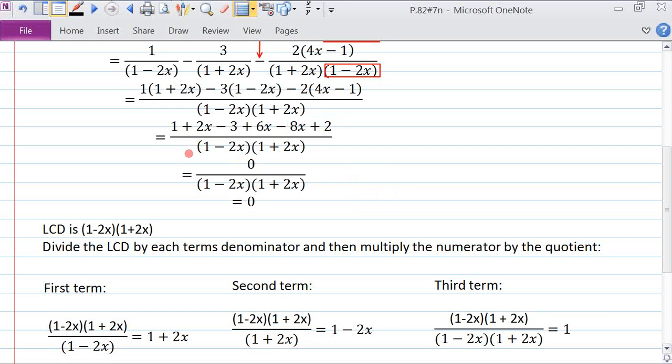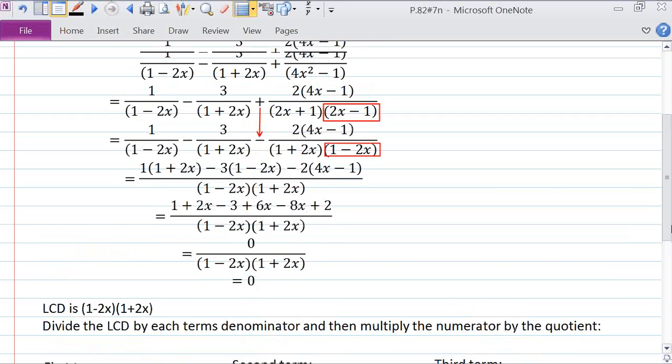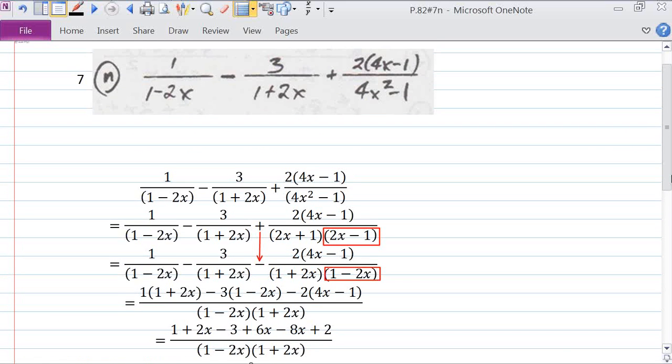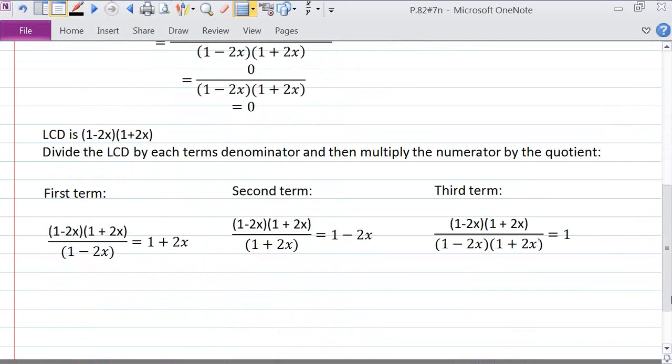When I collect all the terms, what happens? 1 plus 2 is 3. Minus 3 gives me 0. 2x plus 6x gives me 8x. 8x minus 8x gives me 0. So all of these terms sum to 0. Well, if there's 0 in the numerator, I divide by the denominator, the answer is 0. So that's basically how we do this problem.